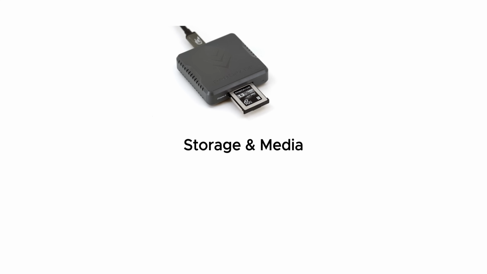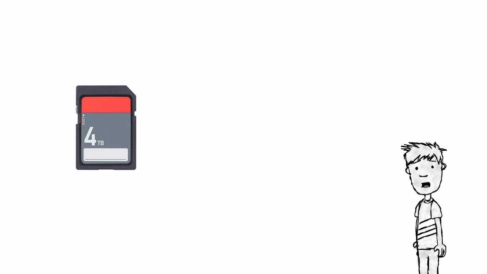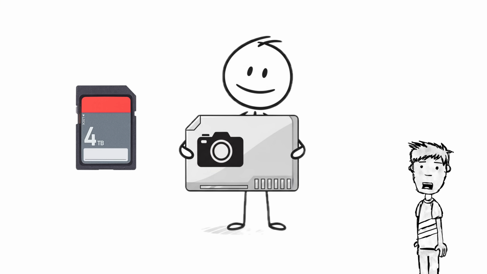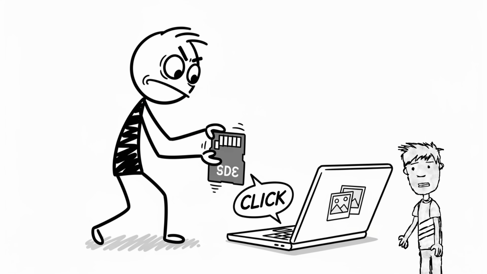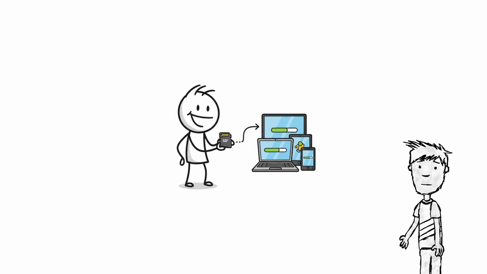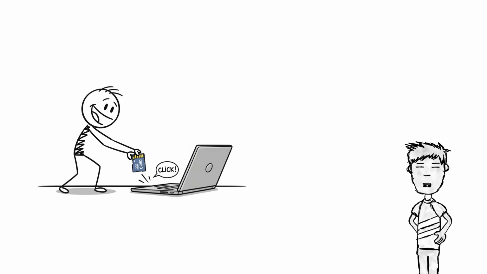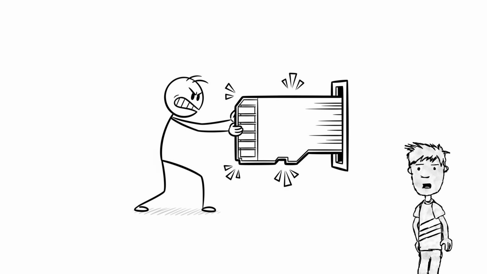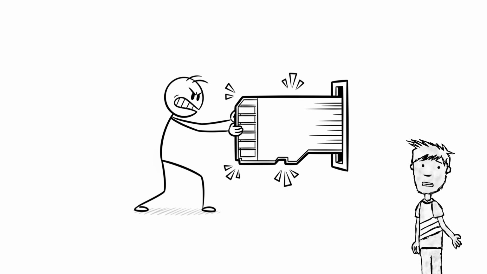Storage and media. SD cards are the flat, rectangular memory cards that slide into cameras, drones, and some laptops to transfer photos and videos. You just push the card in until it clicks. To get it out, you push it in again and it pops right back out.